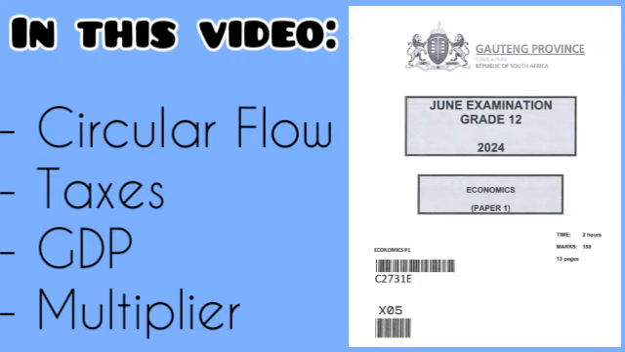In this grade 12 economics video, we are looking at paper 1 of the May-June examination of 2024. In it, we are going to come across the circular flow as well as the tax part of the circular flow, and we are also going to look at national accounts, particularly the GDP, and we are also going to look at the multiplier questions from this same question paper.